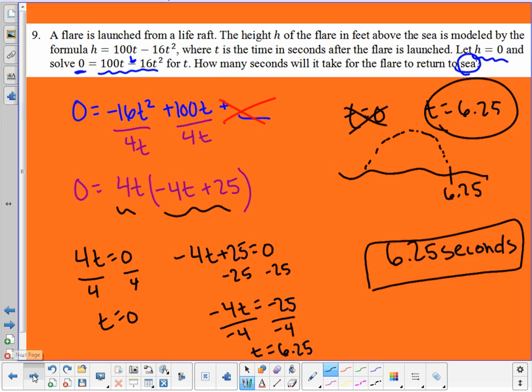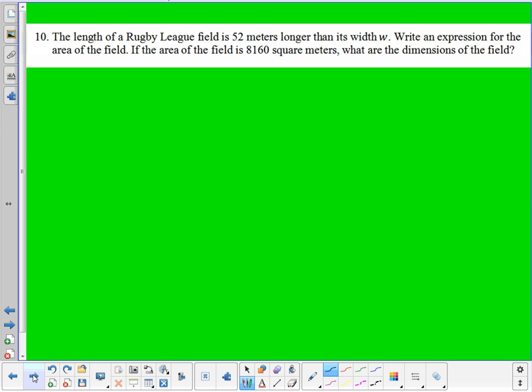All right, let's try number 10. And number 10, it says the length of a rugby field is 52 meters longer than its width. Write an expression for the area of the field. If the area is 8,160 square meters, what are the dimensions? Okay. Rugby league field. This tells me I'm looking at a rectangle. The length is, remember that word is means equal, 52 meters longer than its width.